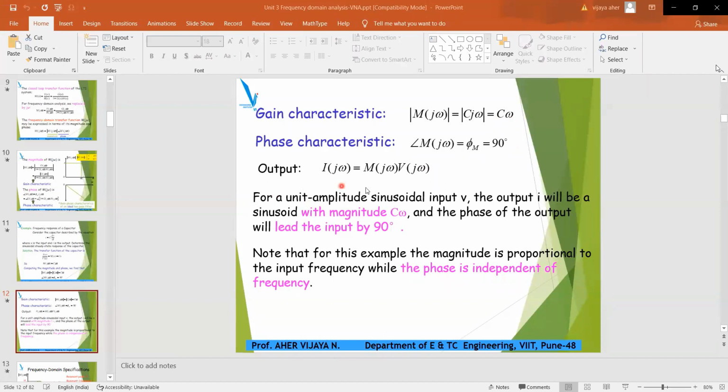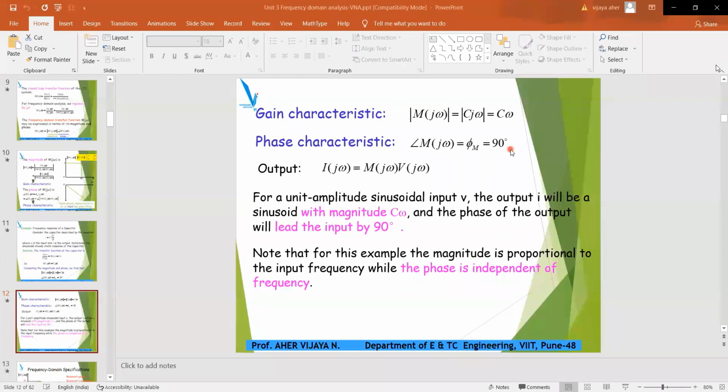Okay. This is the equation for output. Ij omega is equal to Mj omega into Vj omega. Mj omega is the transfer function in frequency domain analysis, and Vj omega is nothing but your input applied signal. This Ij omega is nothing but output. So for unit amplitude sinusoidal input signal voltage, the output current will be sinusoidal in nature with magnitude equal to C omega. Okay, and the phase of output will lead the input by 90 degree.